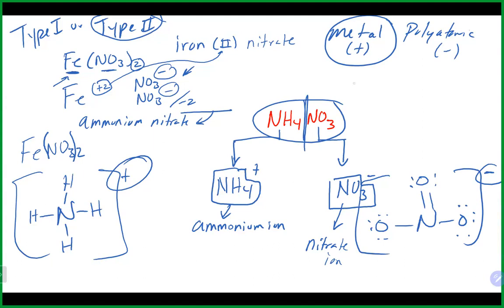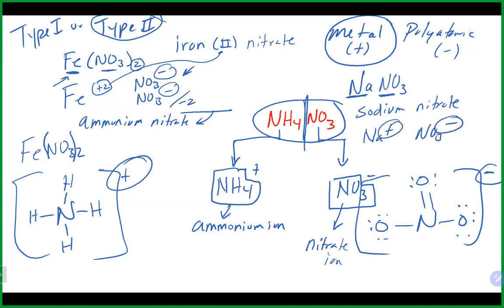Also, if I had something like this, this would be NaNO3. Na is sodium, which is a metal. NO3, as we've been seeing, is nitrate. And again, it is the metal here that determines. So sodium's a type 1 metal, which has a fixed charge, which means we do not need a Roman numeral, and this would be known as sodium nitrate. It is made up of a sodium ion and a nitrate ion. -1 + 1 = 0.